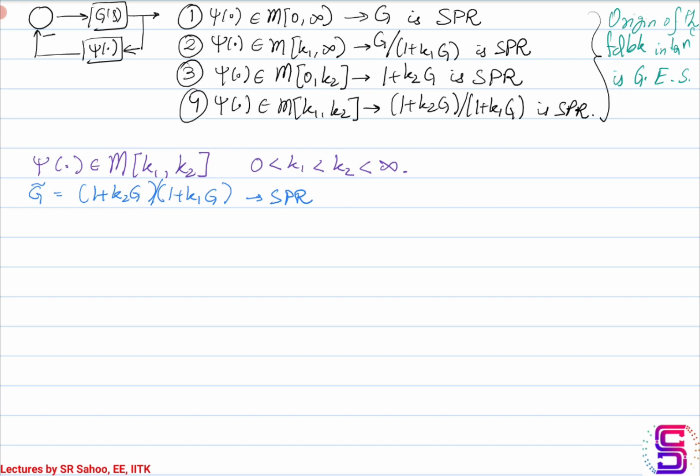Now, one way to check whether something is strictly positive real or not is if the entire right half of the S-plane maps under the action of G tilde to the first and fourth quadrant of the G tilde S plane. Okay, I'll say G tilde because we are using G tilde.